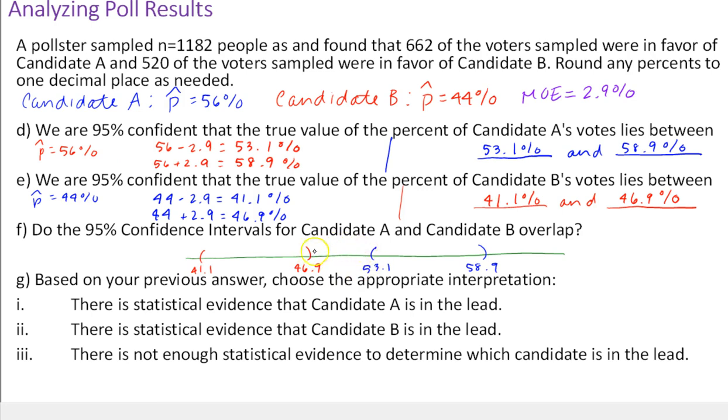Since these confidence intervals don't overlap, it appears that there's statistical evidence that this candidate, which is candidate A, is in fact in the lead. We saw that they are 12 percentage points higher than candidate B, and with a margin of error of 3%, it looks like they are in fact in the lead. So, based on our previous answer, we would choose option 1. There is statistical evidence that candidate A is in the lead.